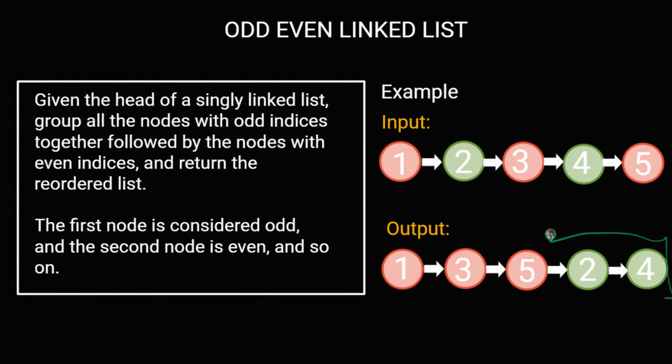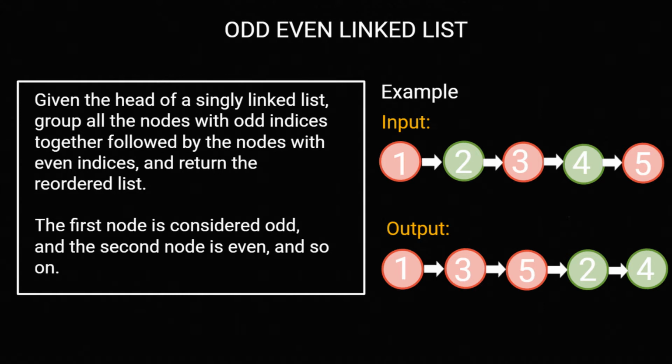And we have to make sure of the order in which the nodes appear, like 2 comes before 4. So 2 should also come before 4 in the output. And then also for the odd nodes, 1 comes before 3, 3 comes before 5, and then in the output, 1 should come before 3, should come before 5. So that's pretty much what the question wants us to do.